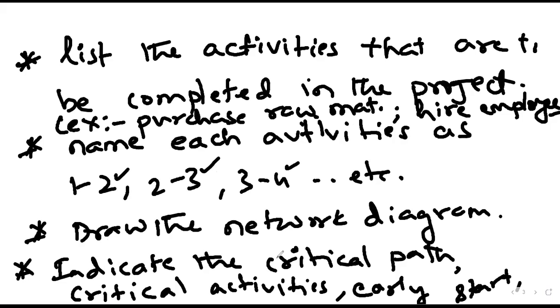Once that is done, draw the network diagram and also determine the project completion duration, and also determine the early start, early finish, late start, and late finish. These many parameters are to be determined by each of the groups. Is it clear? Any clarifications required until here?